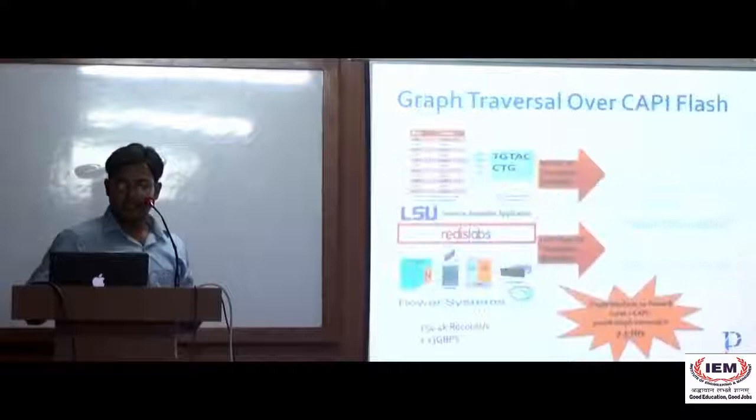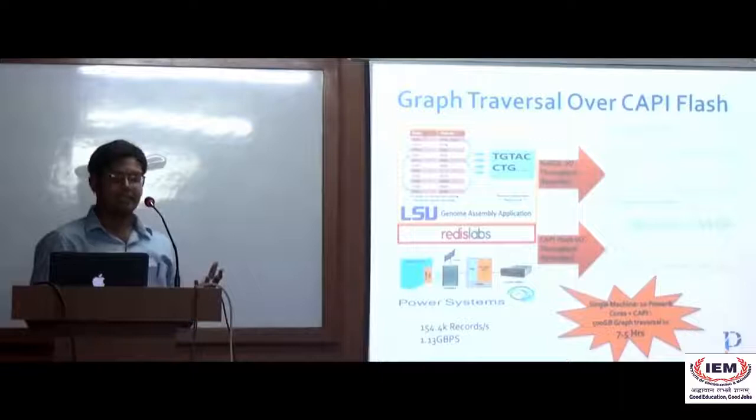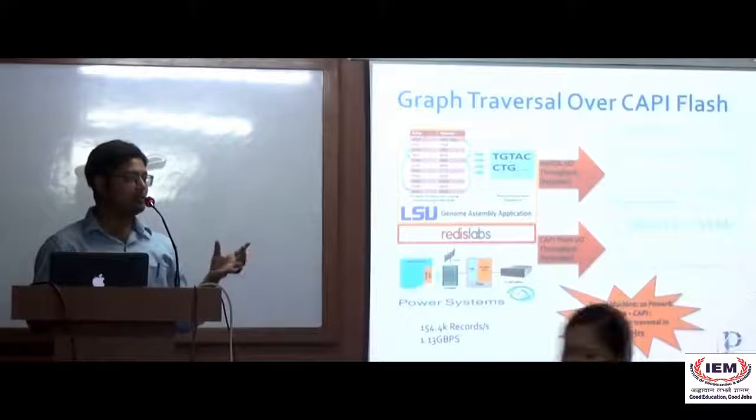Another different machine that I have used, which was really very unique in IBM, although I did not get much opportunity to work on that, was CAPI. The full form was Coherent Accelerated Processor Interface, I think, if I am not wrong. That's right, yeah.